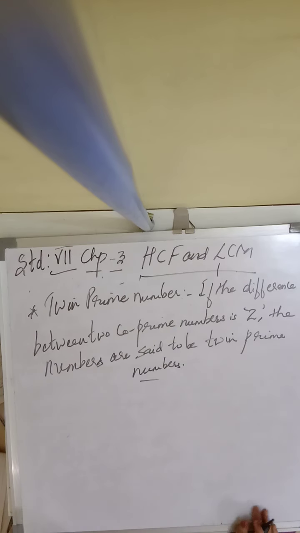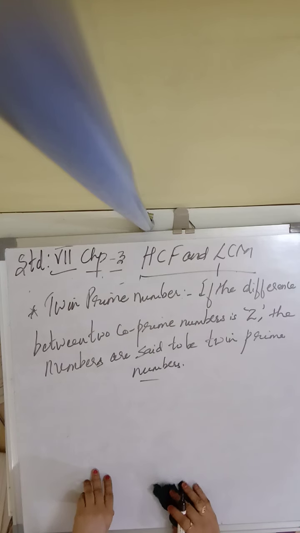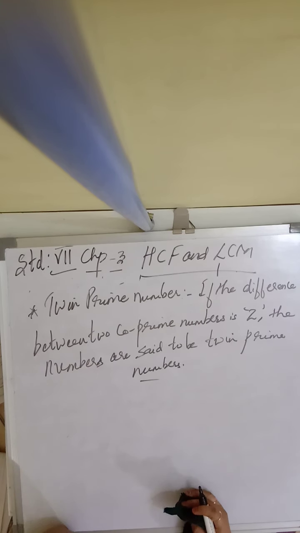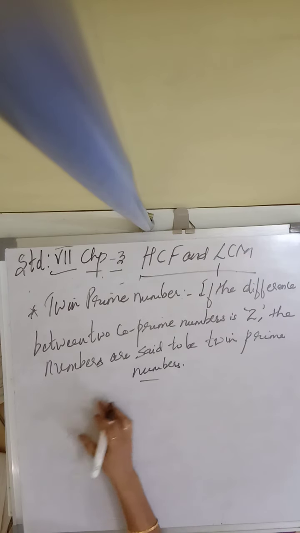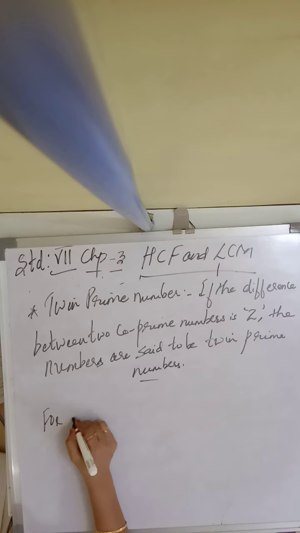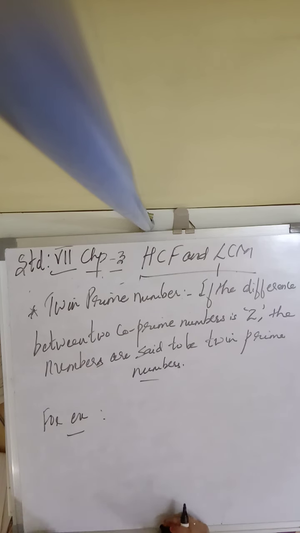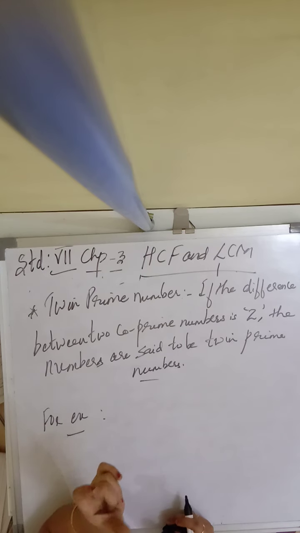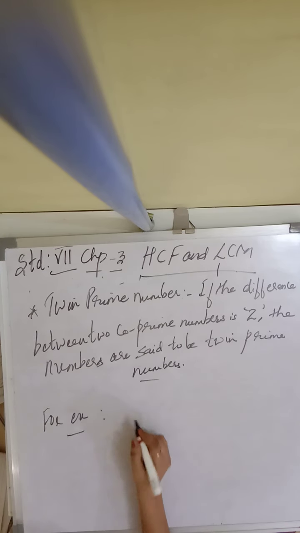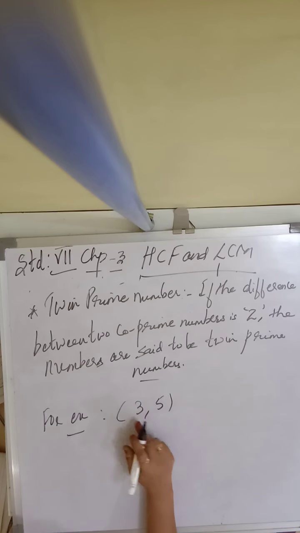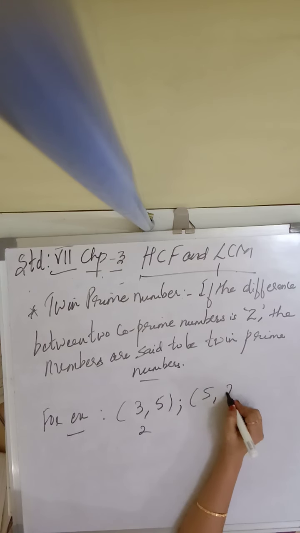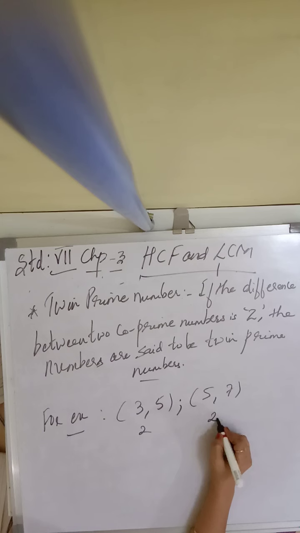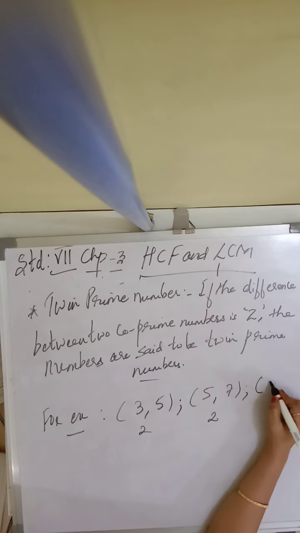Now see, children, what does this statement mean? If the difference between the two co-prime numbers is 2, then the numbers are said to be twin prime numbers. This means, for example, if we take two prime numbers and the difference between them is 2, say I am taking a pair of 3 and 5. 5 minus 3, what we get? Answer is 2. If I go for another pair, 5 and 7, what is the difference? 7 minus 5 is 2. If I go for the third pair, 11 and 13, what is the difference? 13 minus 11 is again 2.